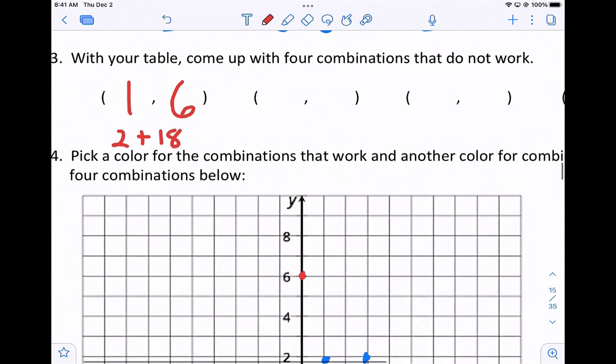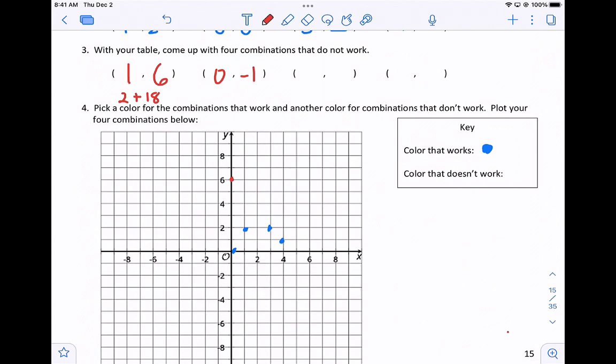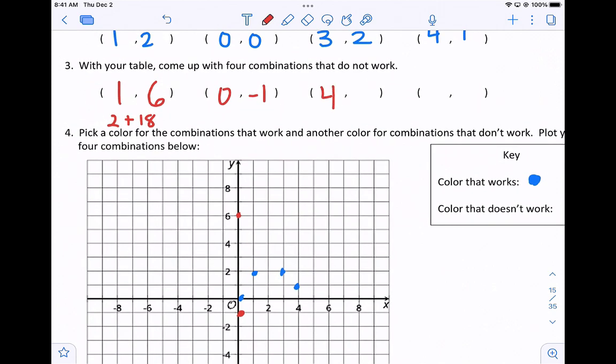Negative numbers wouldn't work, right? So 0, -1 couldn't work because you can't score -1 3-point shots. So we know that wouldn't work. 4, 4 wouldn't work. That would be way too big. 0, 7 wouldn't work because 7 times 3 is 21, and that's way more than 12 points. Okay, so we have some points here that work and some points that don't work.